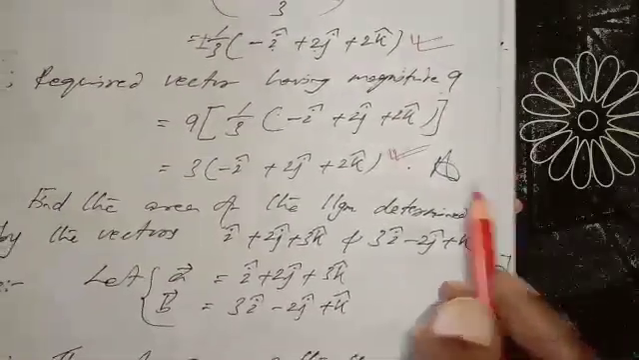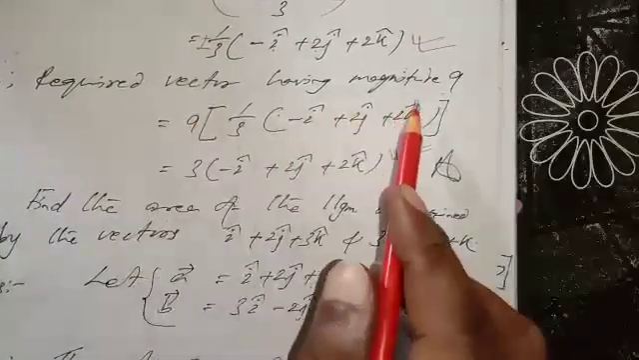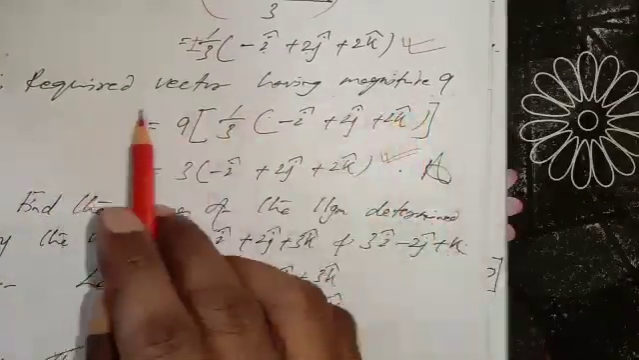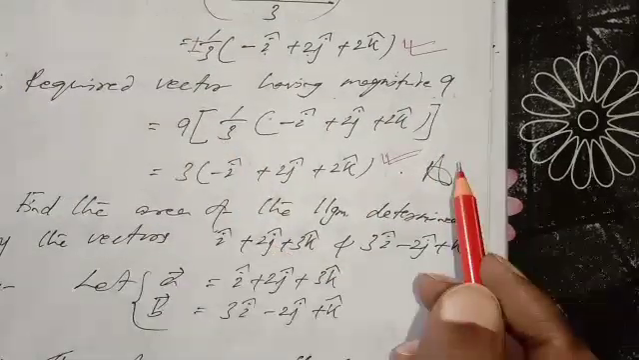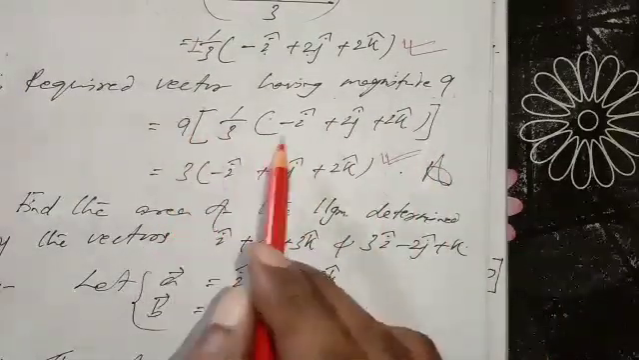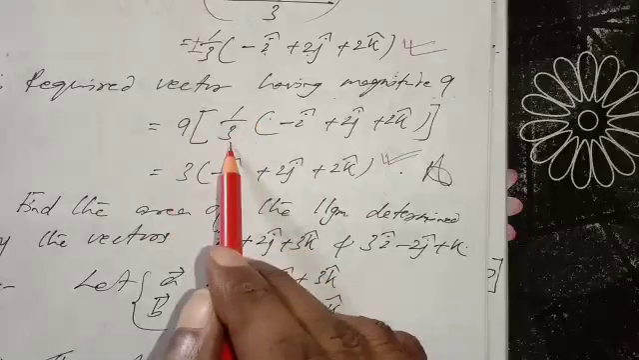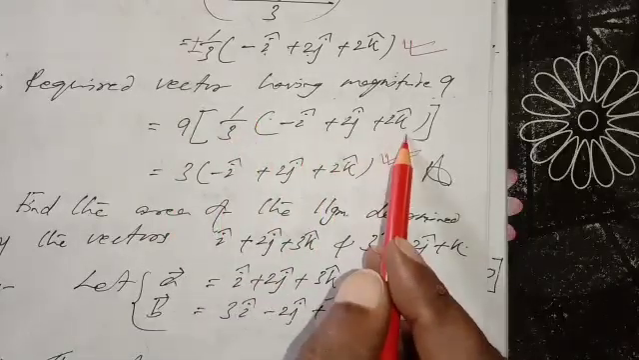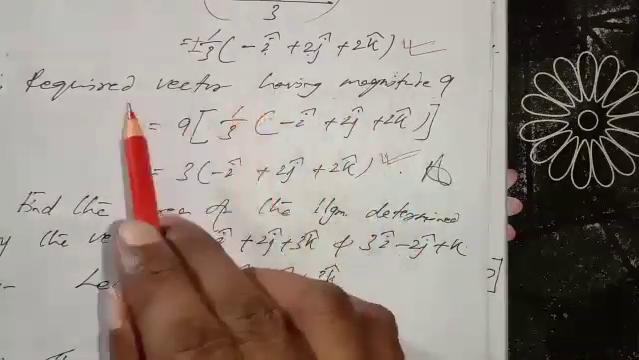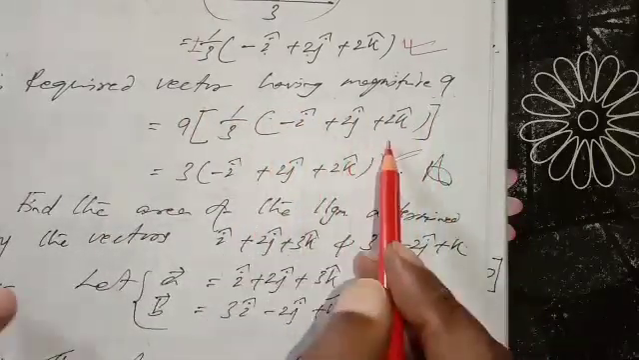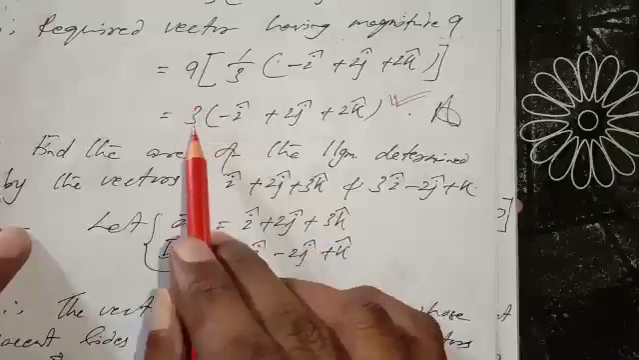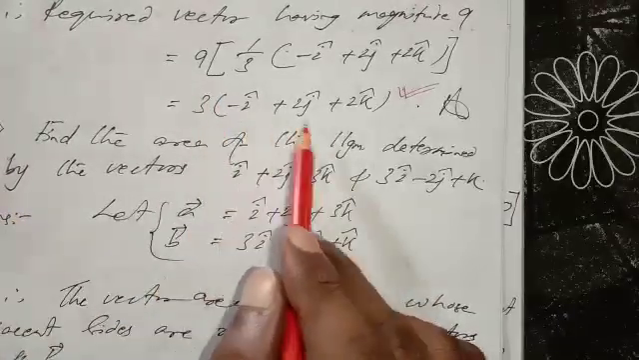Next we need to find the required vector having magnitude 9. For a required vector having magnitude 9 you have to multiply 9 with the unit vector. Just see, if you multiply 9 with the unit vector, then 9 whole into 1 by 3 into minus i plus 2j plus 2k, because the question gives a required vector of magnitude 9. After finding the unit vector, you just multiply by the magnitude 9. Then it will be 3 whole into minus i plus 2j plus 2k.